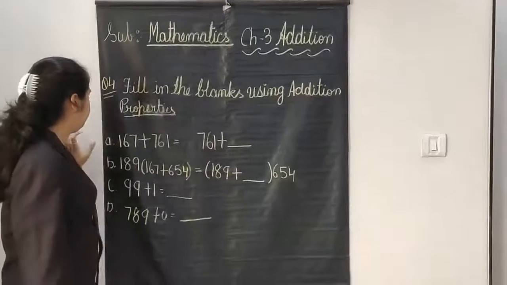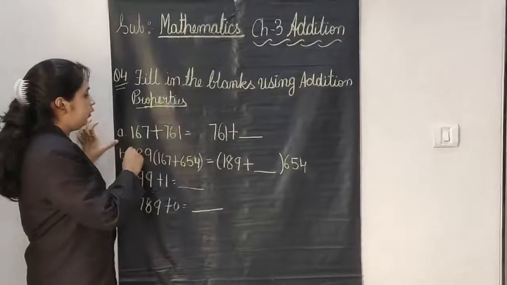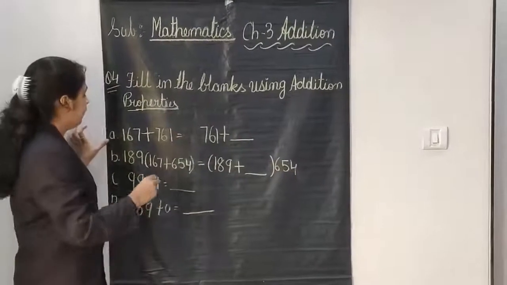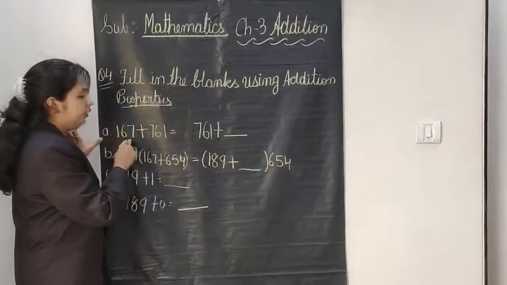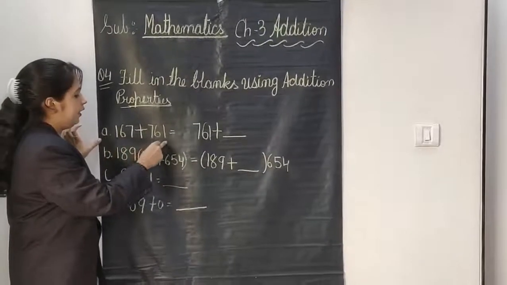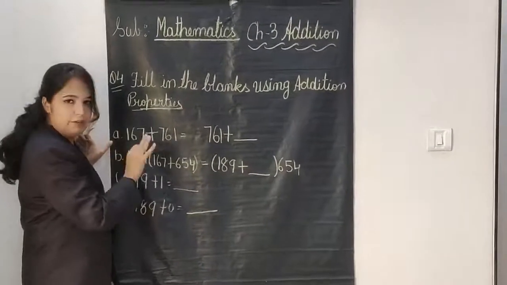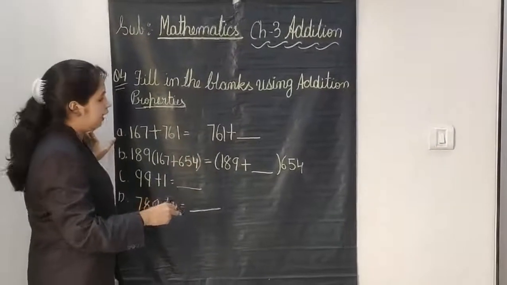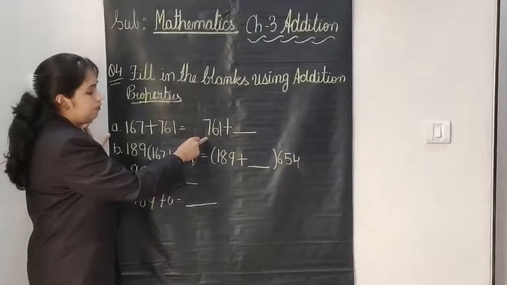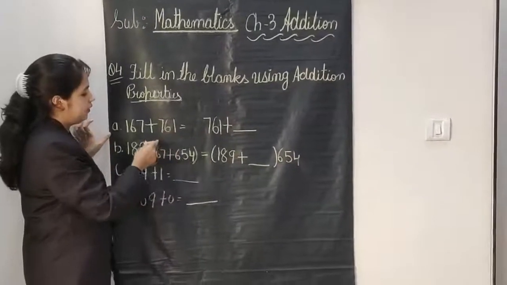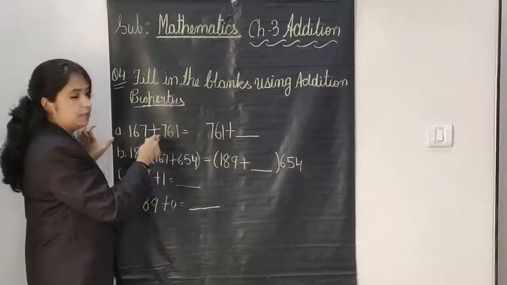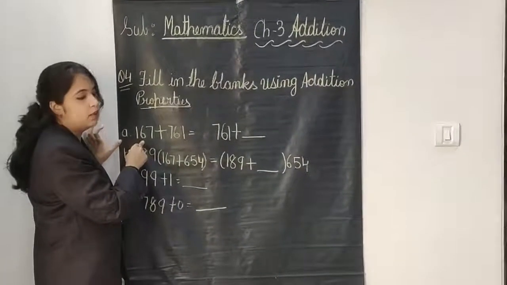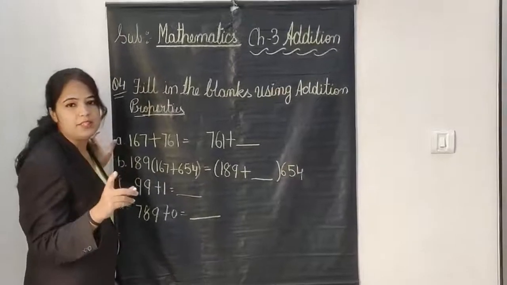So our first blank is, now here you can see the question is given, we have to find the answer. There are two numbers, 167 plus 761. So this is our question. Now moving forward to the answer, which number from this 761 is not there? Which is 167.